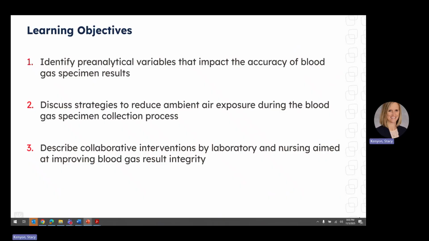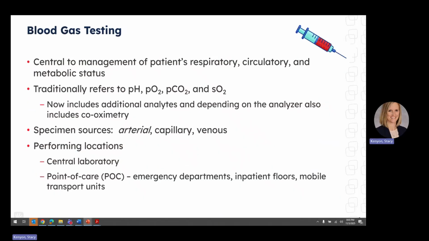During today's presentation, I will be providing some definitions of different blood gas testing parameters and how they are measured. This is just to ensure that we are all aligned as we work through the presentation. However, I will not be discussing physiological acid-base balance or how to interpret blood gas results.